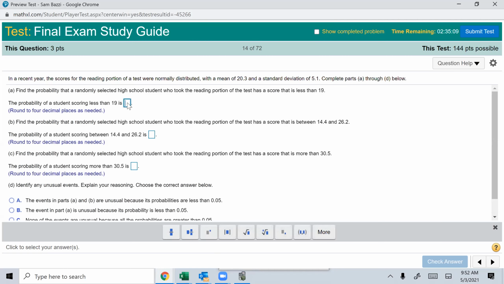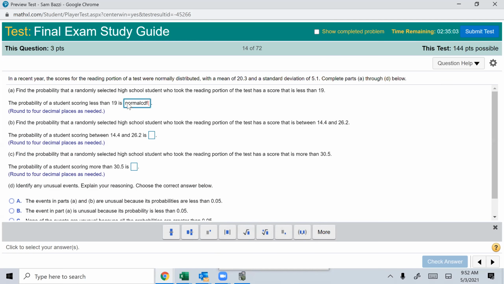So for this one, the probability of a student scoring less than 19 will be normal CDF. You begin with negative a million, then 19, then the mean, which is 20.3, then the standard deviation, which is 5.1. Don't put the standard deviation before the mean. It's lower bound, upper bound, mean, standard deviation.